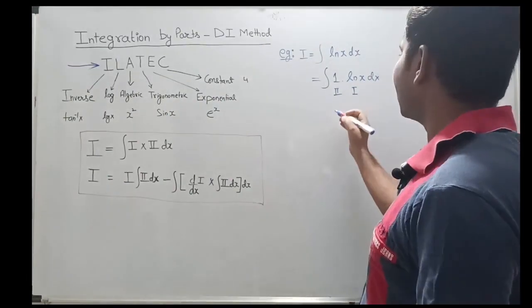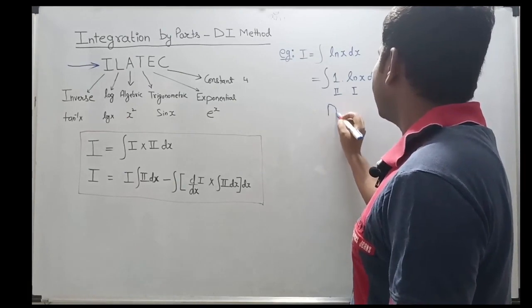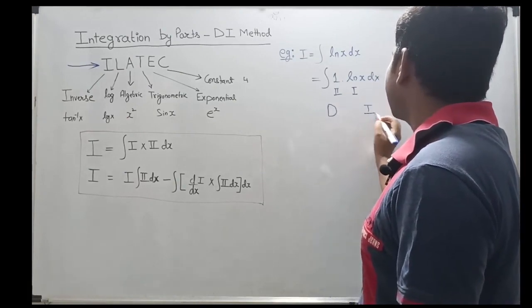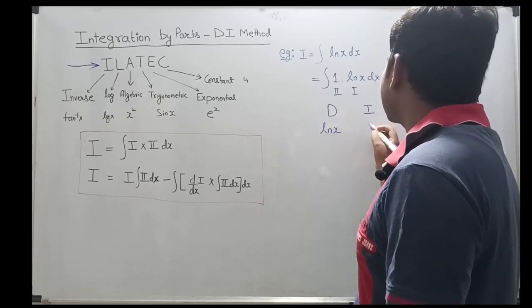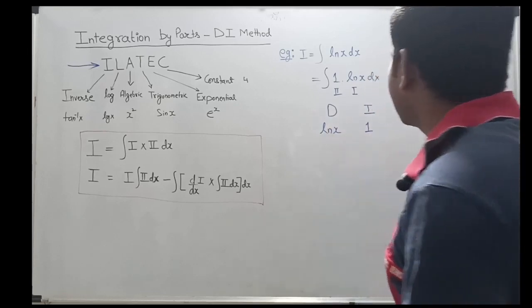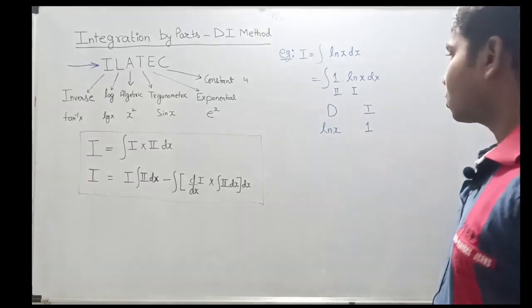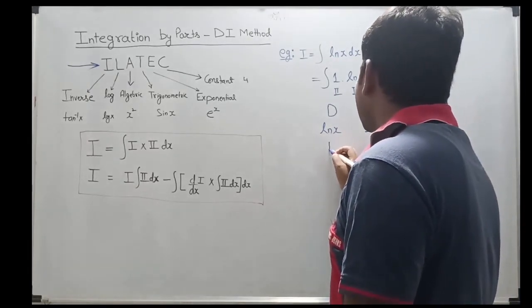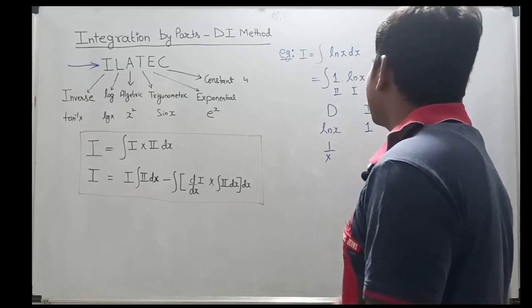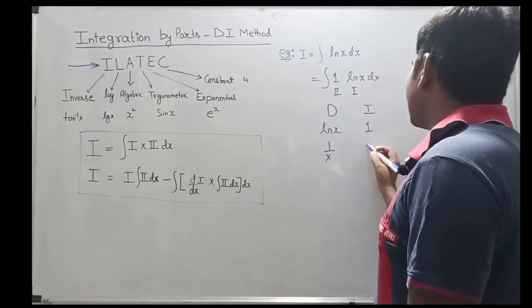So we will follow the similar method. First we will write the D, then we write the I, and the first function we write below the D, and the second function we write below the I. Again we have to integrate this function. So integration of ln x is equal to 1 by x. Integration of 1 is equal to x.